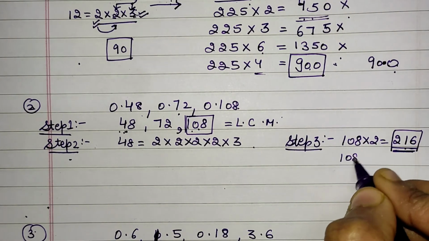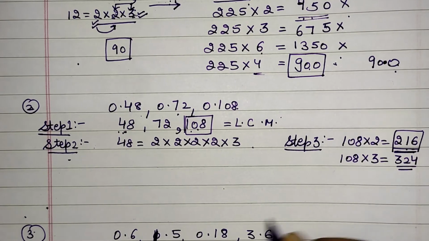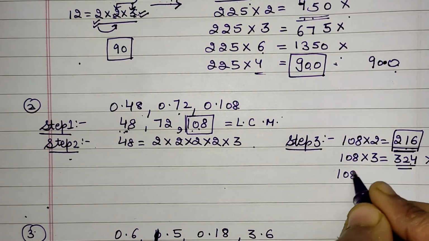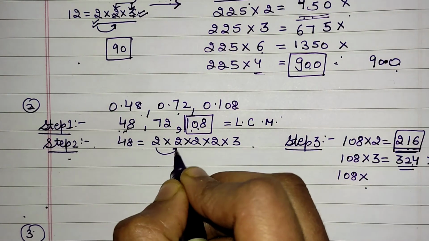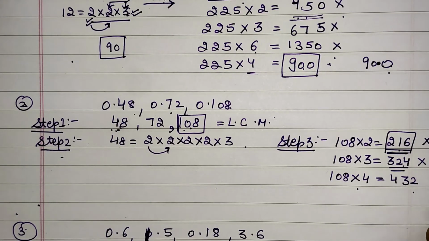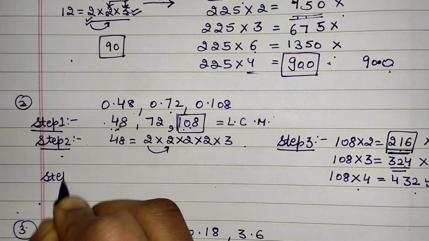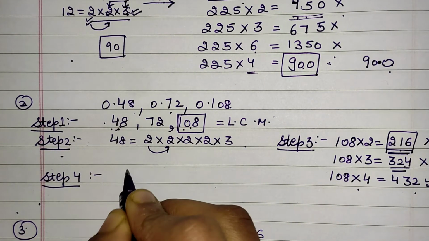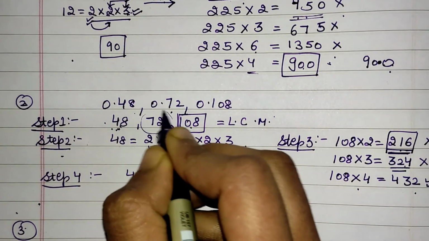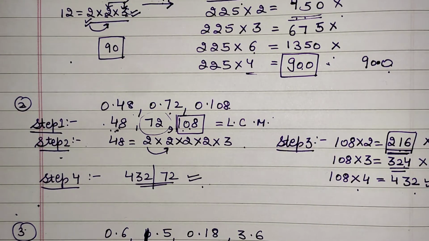So I check with another factor: 108 into 3 gives me 324. 324 is again not divisible by 48. I check with another factor, which is 4. 4 will give me 432. So yes, this is now divisible by 48. Then in step number 4, I check whether my 432 is divisible by my next value, 72 or not. It is also completely divisible by 72.